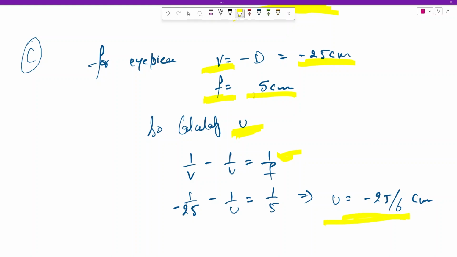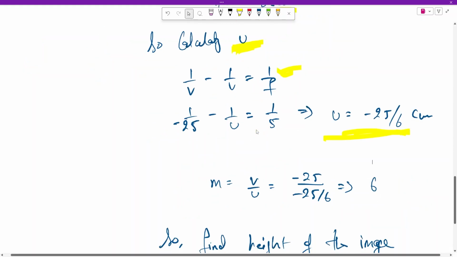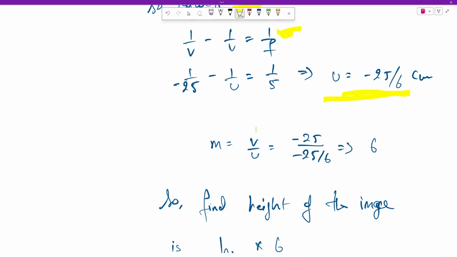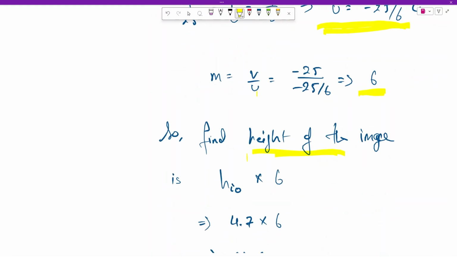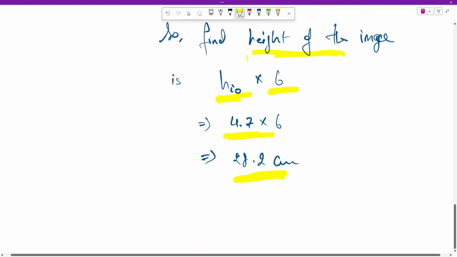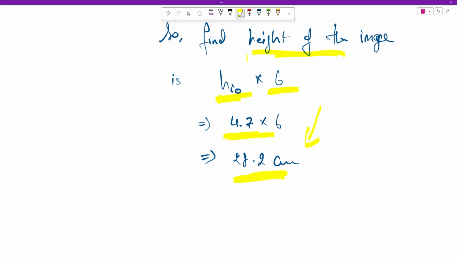Now we have to calculate the height of the final image. So the height of the final image can be given by the magnification formula, the linear magnification formula, that is v by u. And since we know the value of u now, the magnification is 6. So the height of the image can be calculated as the height of the image formed by the objective multiplied by the magnification of the eyepiece, and which will give us 4.7 times 6, that would be equal to 28.2 centimeter. Thus the magnitude of the height of the final image produced is 28.2 centimeter.